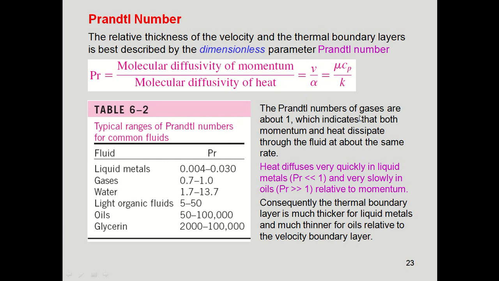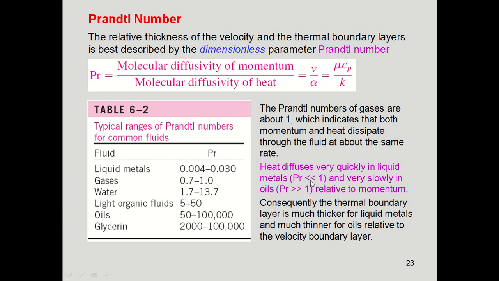Okay. The Prandtl number of gases is about 1, which indicates that both momentum and heat dissipate through the fluid at about the same rate. Okay. Heat diffuses very quickly in liquid metals and very slowly in oils relative to the momentum. So obviously heat diffuses very quickly into liquid metals because the Prandtl number is very much less than 1.